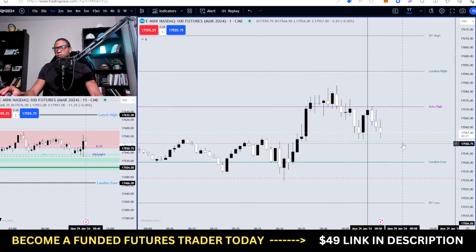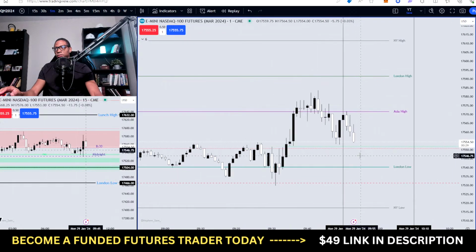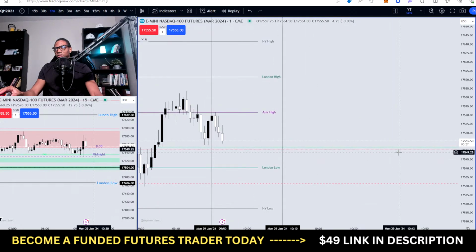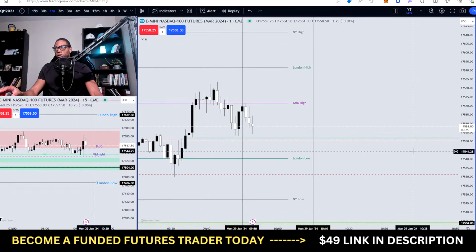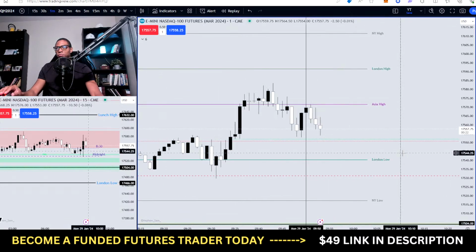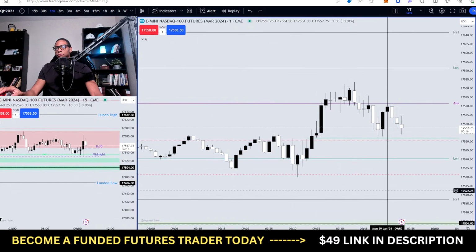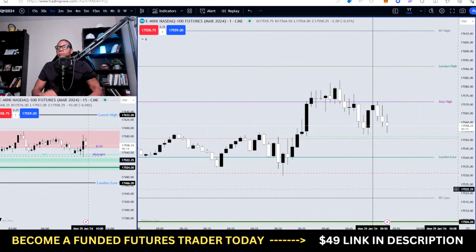All right, also in this area is the 830 open. Now the marker is far off to the right, but this red dotted line is the 830, and the red dash line is the midnight. Okay, once again, relative equal lows, so now we have a third one.